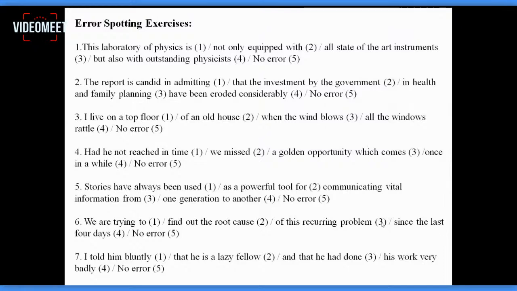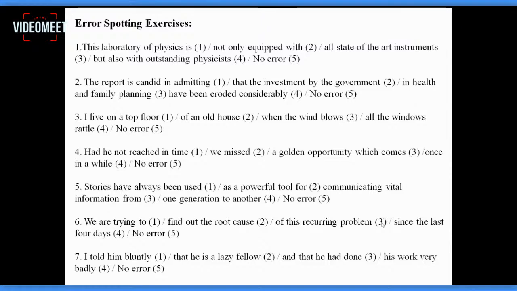The first sentence is, this laboratory of physics is not only equipped with all state of the art instruments but also with outstanding physicists. Now, what you have to understand here is, again, there are five parts of the sentence that have been given to you. They're marked with 1, 2, 3, 4, 5. So the fifth option is always going to be no error, which means that if your answer is 5, you would say that you do not think the statement has any kind of error.